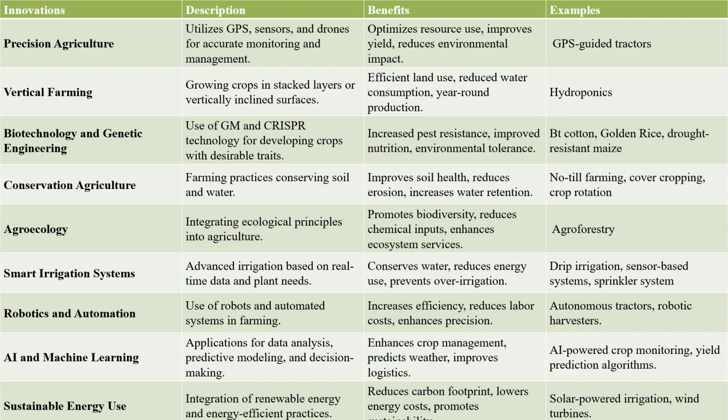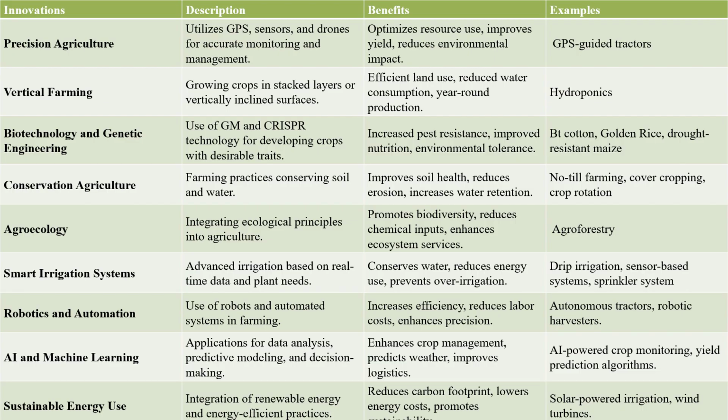The fifth one is agroecology. Agroecology integrates ecological principles into agriculture to promote biodiversity and reduce chemical inputs. This system supports sustainable farming by enhancing ecosystem services, for example, agroforestry.